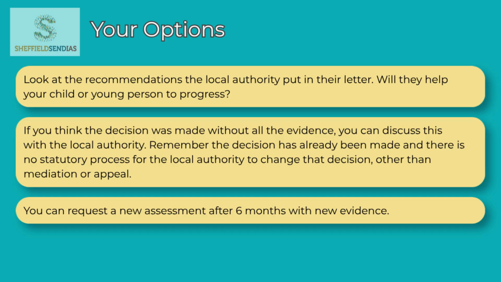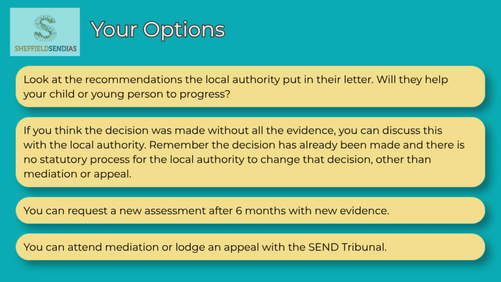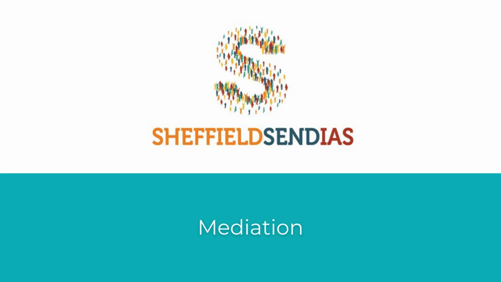You can request a new assessment after 6 months, but you will need new evidence. Without this, the local authority will not agree to undertake a new needs assessment because based on the original evidence, they can only make the same decision. You also have the option to attend mediation or lodge an appeal with the SEND tribunal. Let's look at these options in more detail.